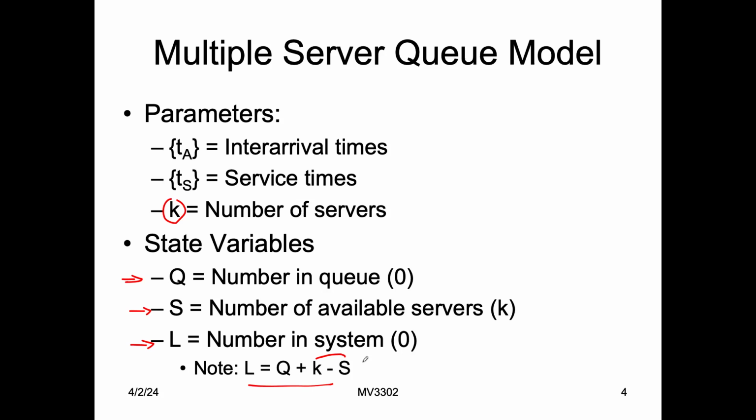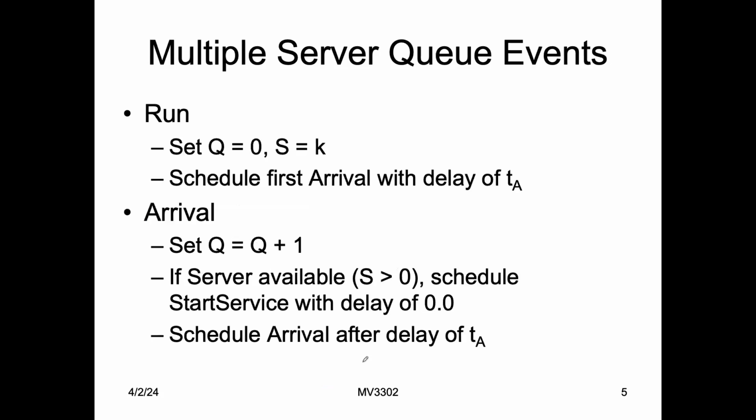That can come up when we're debugging a model. In the model that we're going to look at, there's actually going to be a point in time where Q and S are both positive, but that's going to occur instantaneously. In other words, that's going to occur only for 0 simulated time. Okay, but very good observation.